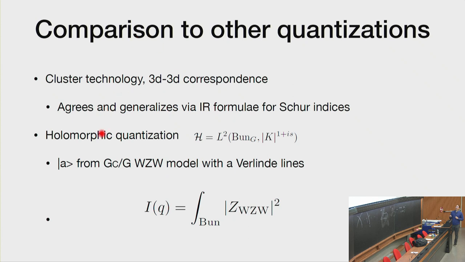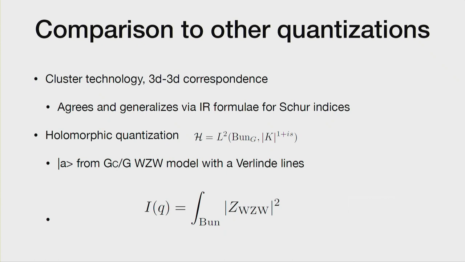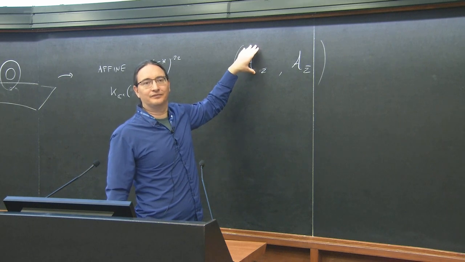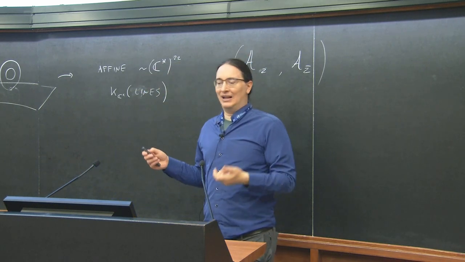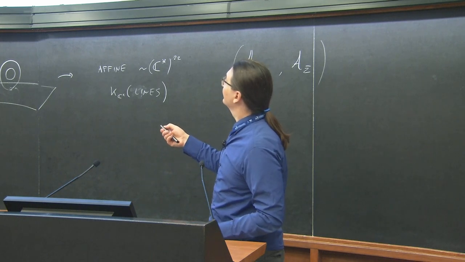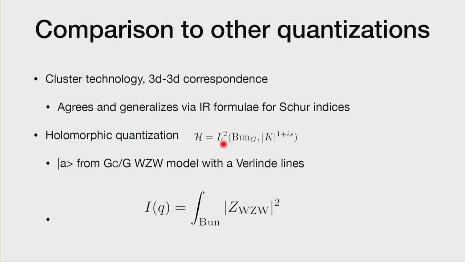Another thing you might want to compare with is holomorphic quantization. So if you allow yourself to pick a complex structure on the Riemann surface, then you can polarize your space of complex flat connections by splitting it into holomorphic and anti-holomorphic parts. And you can think about having functions of A_z̄ on which A_z acts as a differential operator. Now, the space of possible A_z̄ is the space of bundles. And so you can try to build a Hilbert space as wave functions on the space of bundles. More precisely, they are twisted half densities on the space of bundles.